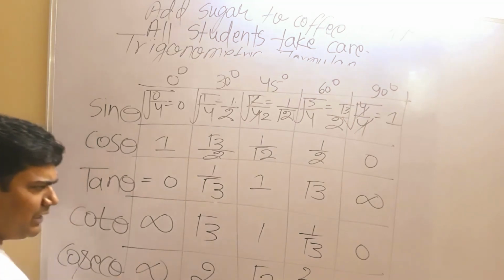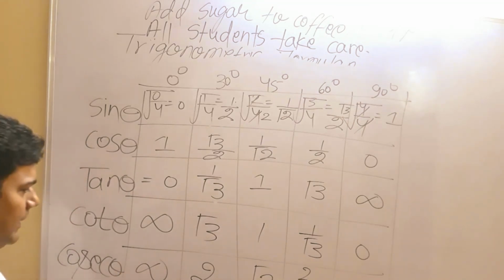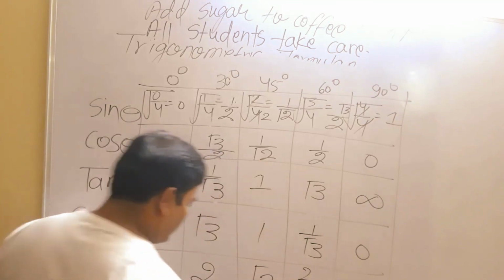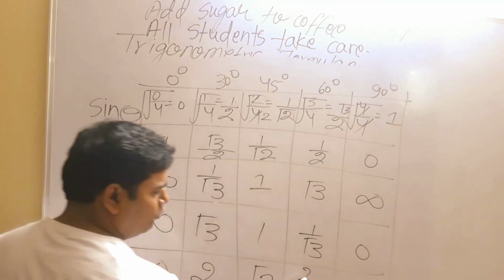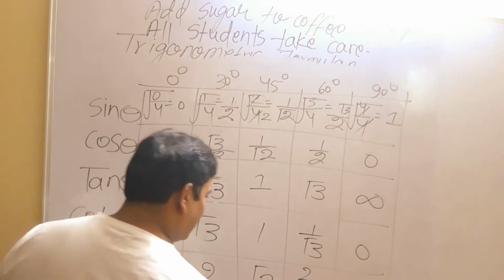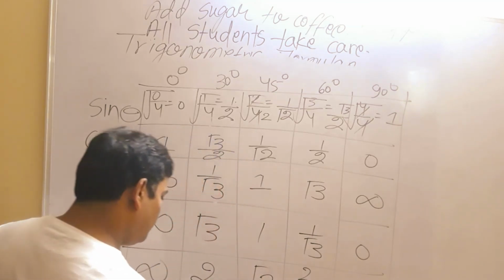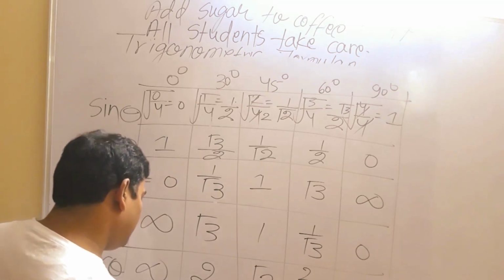Now sec theta is the complement of cosec theta. So it will also go in this way in reverse: 1, 2 by root 3, root 2, 2, infinity.